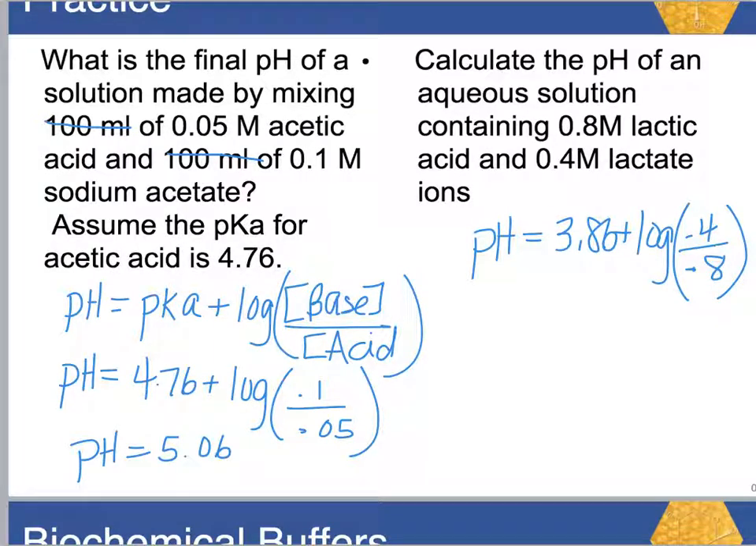So you have to look up the pKa of lactic acid in table 8.3 in your text. You'll be given that for the text. And it's 3.86 plus the log of the base, which is the 0.4, over the acid, 0.8. And when you do that, you should get a pH equal to 3.56.